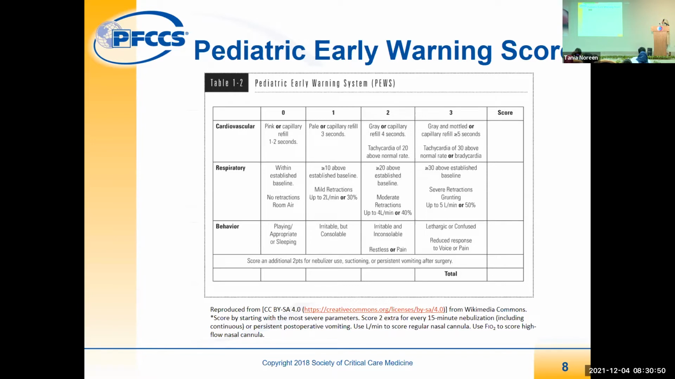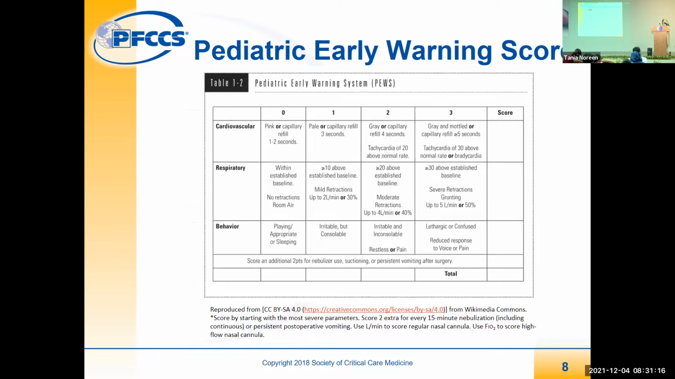If the respiratory rate is more than 20 above the baseline, there are moderate retractions. Oxygen requirement is 4 liters per minute, and the FiO2 requirement is 40%, and the score is 2. Then the third, in which the respiratory rate is more than 30 above the baseline. There are severe retractions, grunting, or the patient is in impending respiratory failure. Oxygen requirement is more than 5 liters per minute, or 50% से ज़्यादा FiO2 की requirement है, then the score is 3.